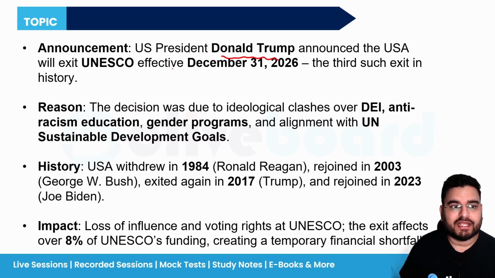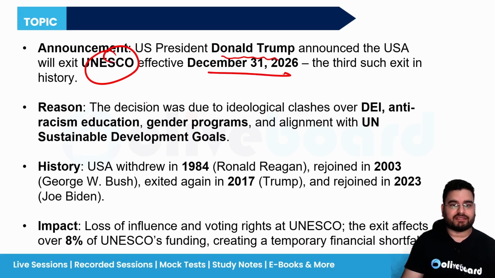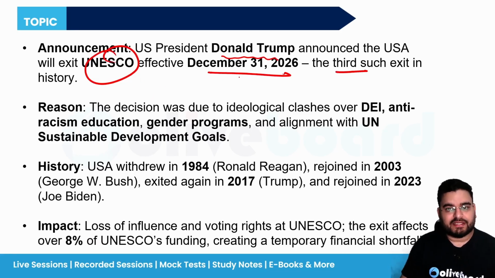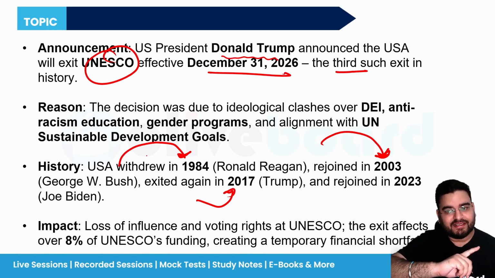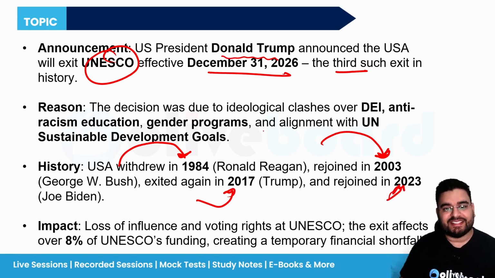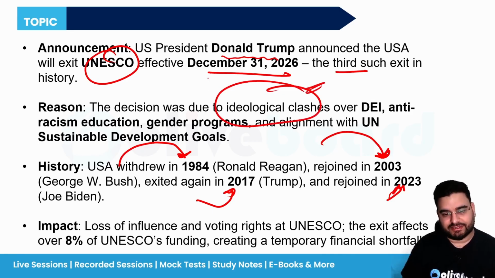So Donald Trump has announced that USA is going to exit UNESCO effective 31st December 2026. And this is the third time such an exit is happening. USA withdrew in 1984, then rejoined UNESCO in 2003, then exited again in Trump's first term as president, then rejoined in 2023, and again it is resigning. So they join, they exit, they join, they exit. The reason was ideological clashes.